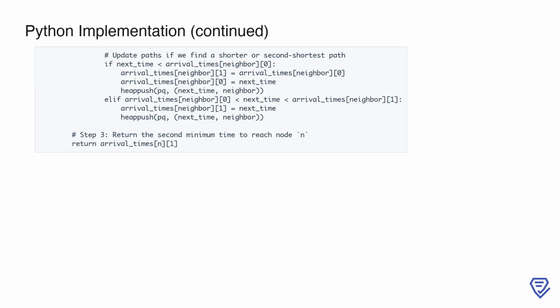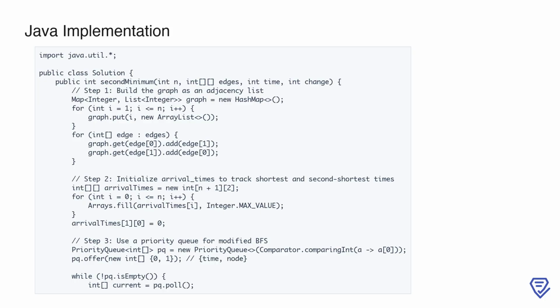Finally, once all nodes are processed, we return the second shortest time to reach the destination node, n. This ensures that the solution adheres to the problem's requirement of finding the second minimum time. The algorithm effectively balances the constraints of red and green signals while systematically exploring all possible paths using the priority queue. Here, we begin by building the graph using an adjacency list representation.